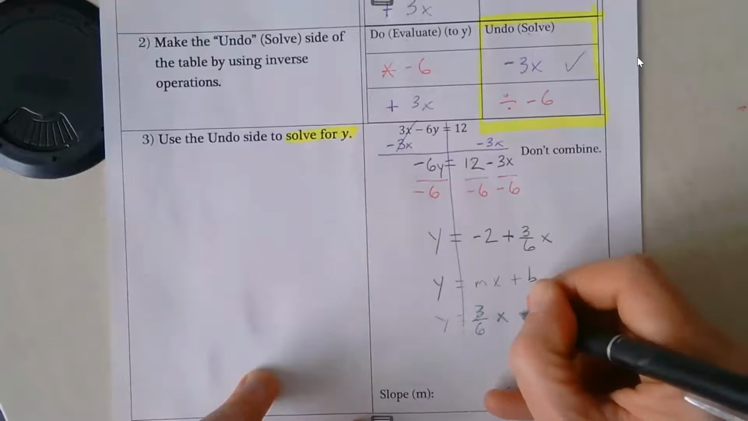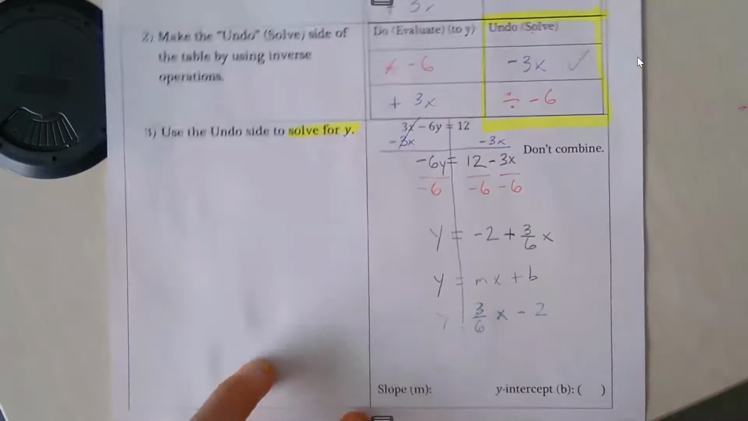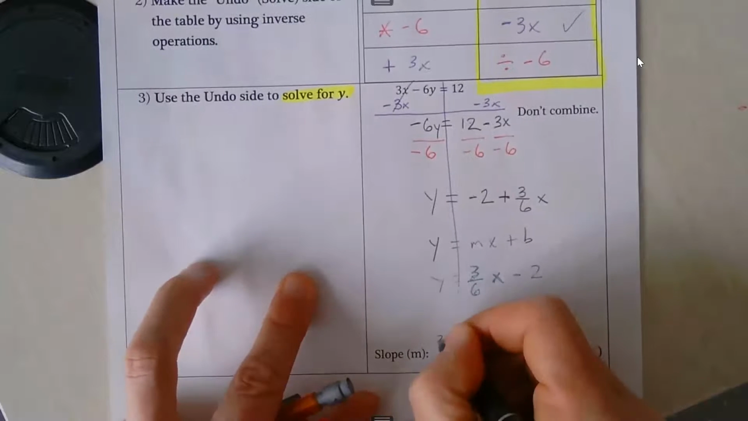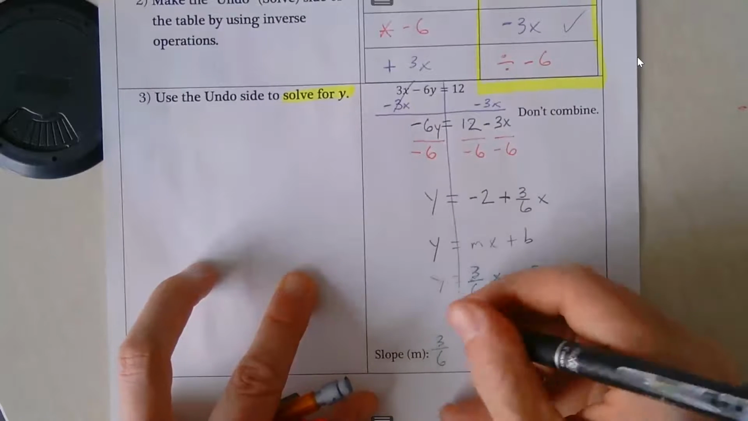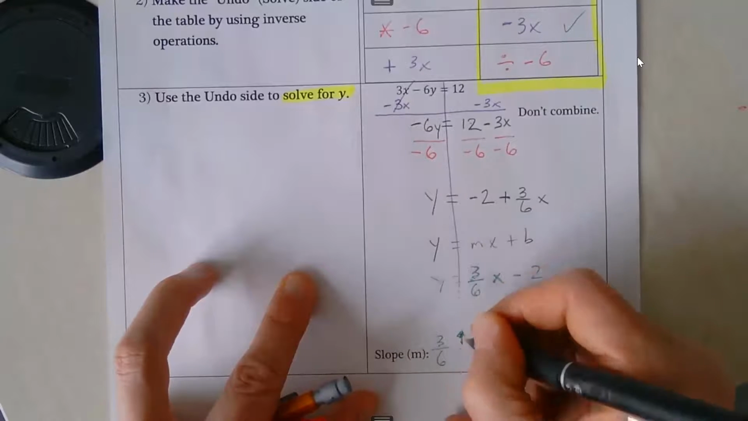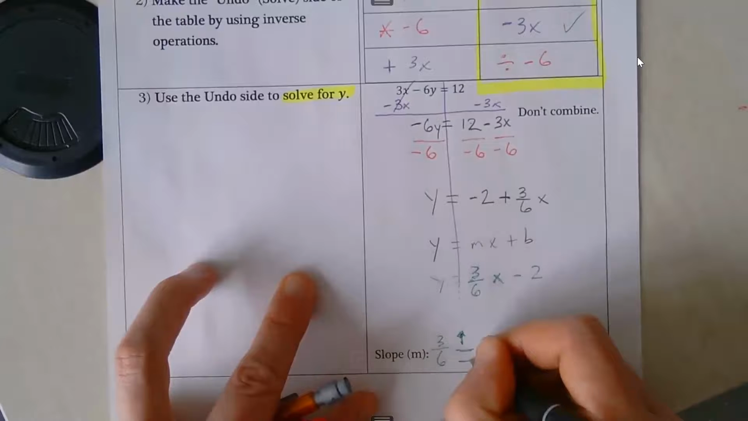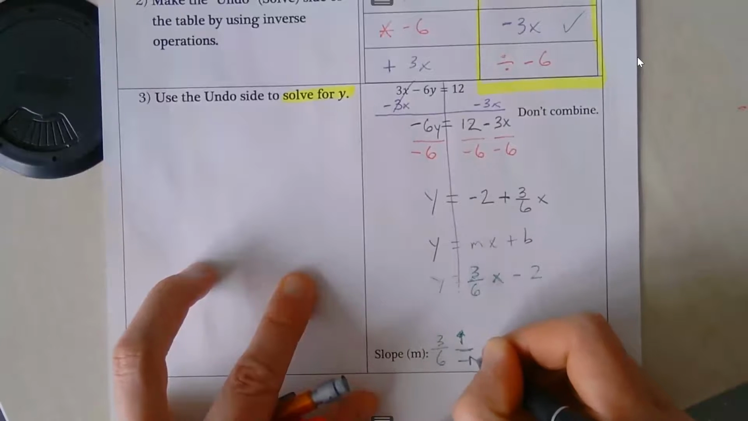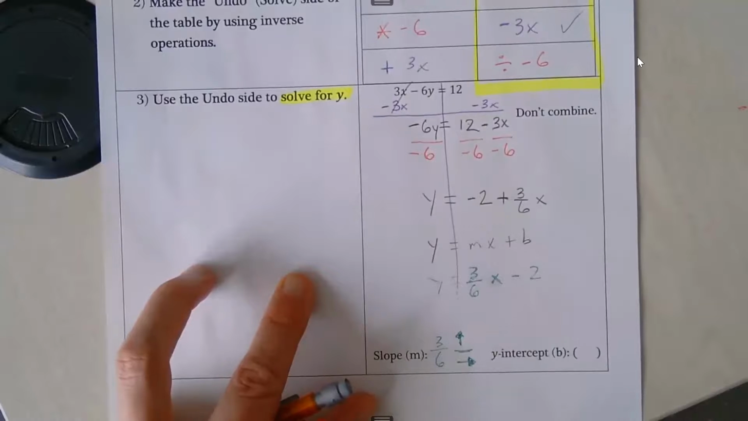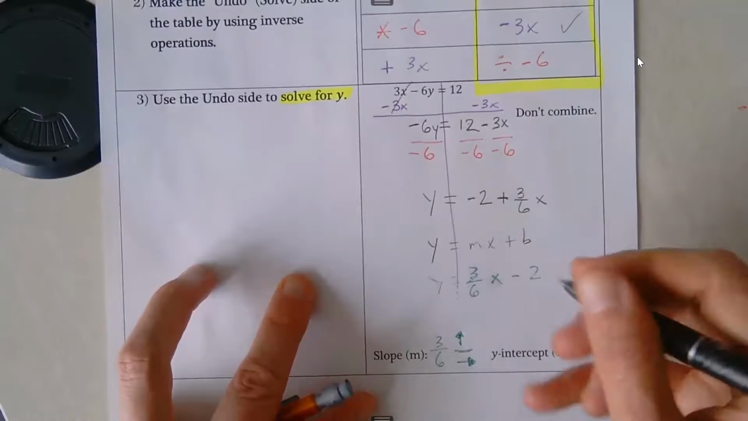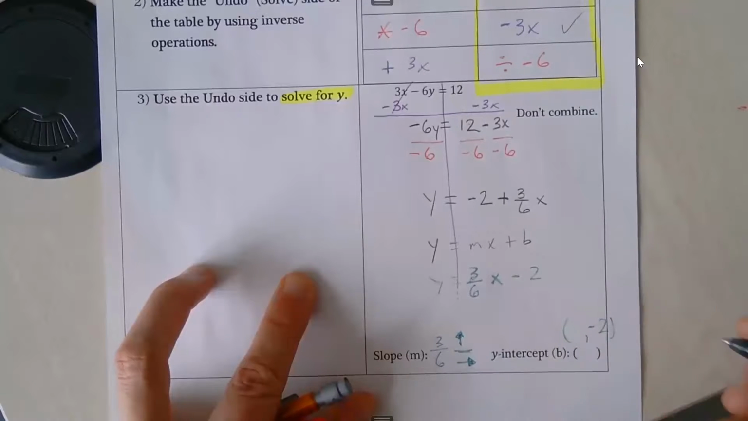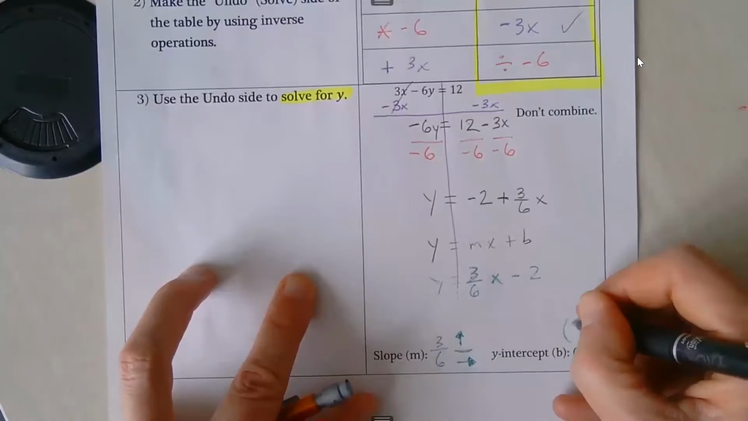So that's subtract 2. And we like looking at it this way because this tells us that our slope is 3/6, meaning since 3 is positive, we would go up on the graph 3 units, and we would go right because 6 is positive, 6 units. Finally, b equals -2. So -2 is the y value. The x value for the y-intercept is 0.